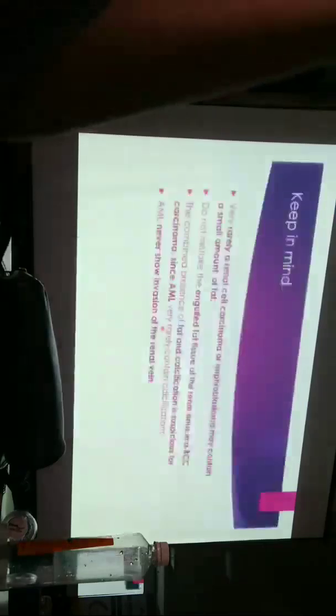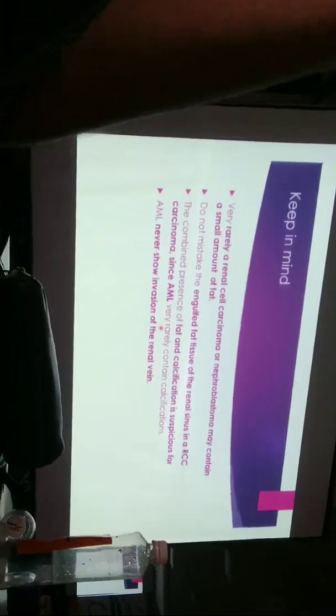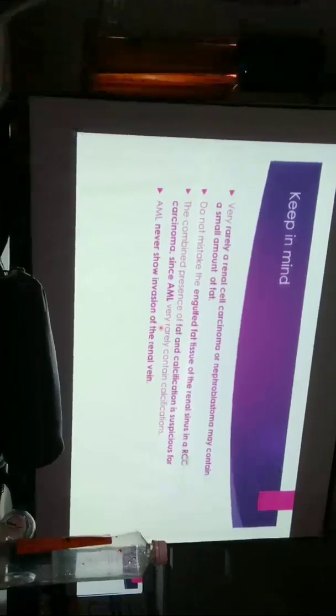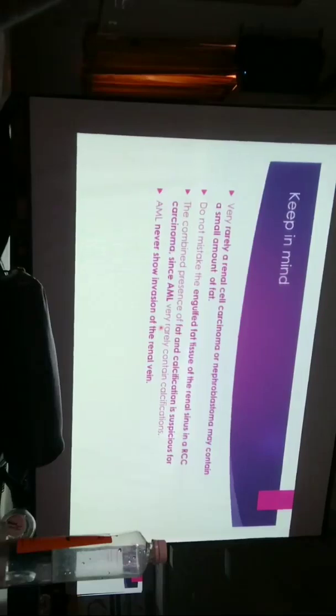So again, you have to keep in mind that sometimes a renal cell carcinoma or nephroblastoma in children can contain a small amount of fat, and one should never mistake the engulfed fat tissue of the renal sinus in RCC. Whenever there is fat and calcification, then it is suspicious for carcinoma, since AMLs do not commonly have calcifications, and there is no invasion of the renal vein.